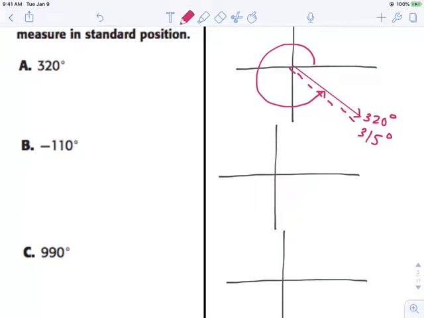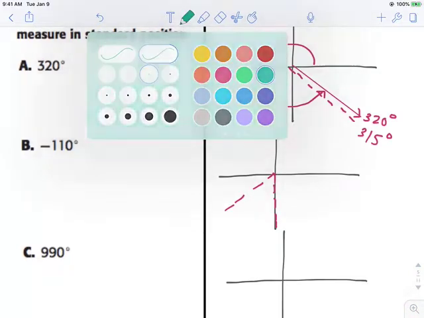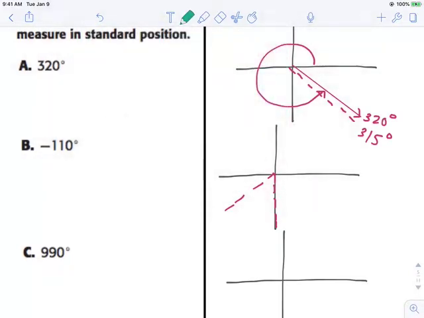Negative 110. Well, let's see. This is negative 90. This one is what? Negative 135. So that means my vector should be somewhere in between there and there. Negative 90 and negative 135. So that means about right here. I went in a negative direction, so I show that.